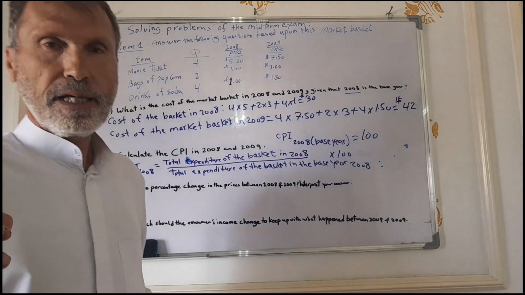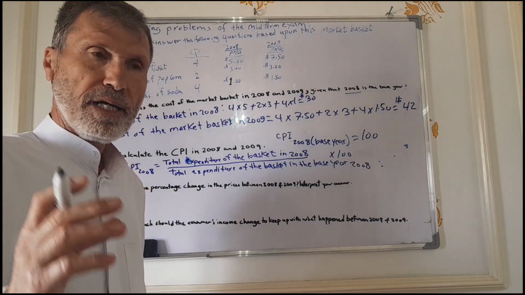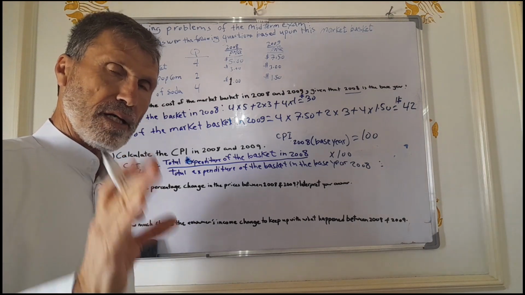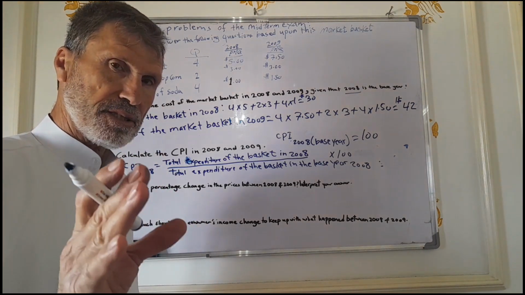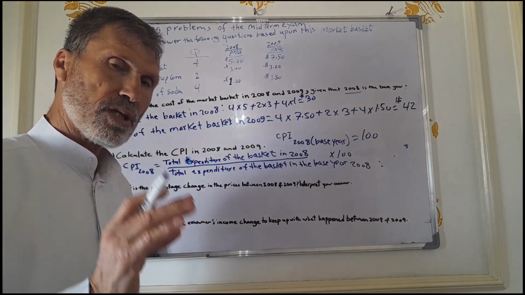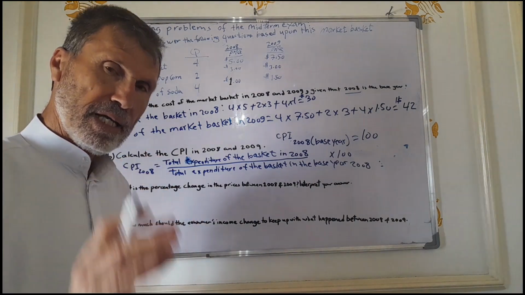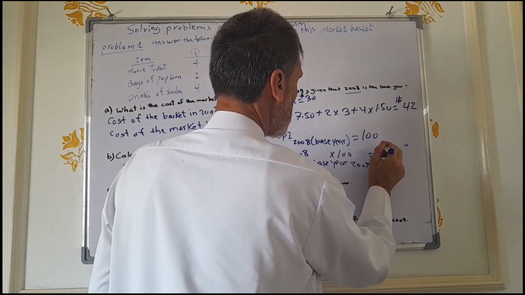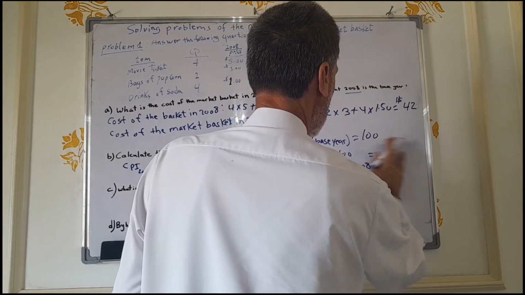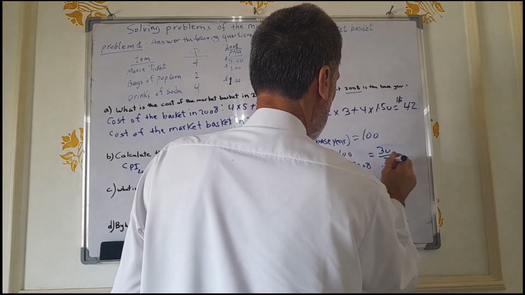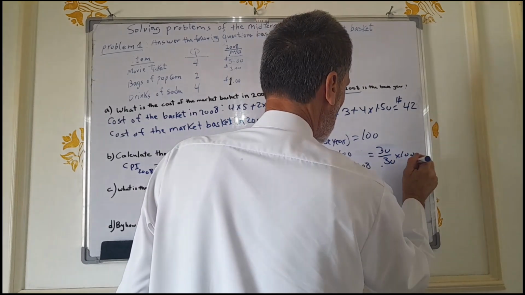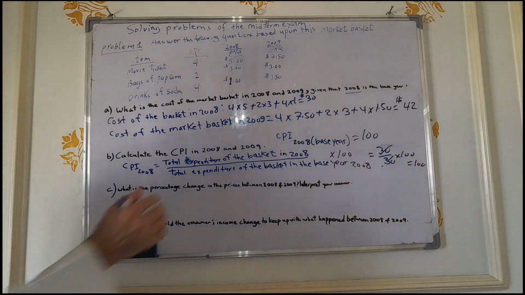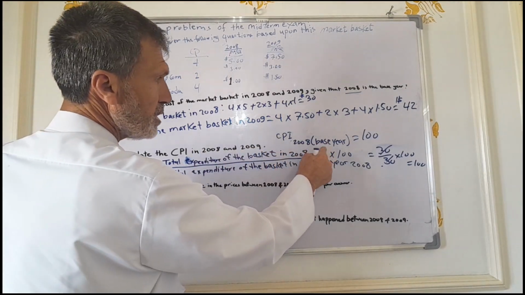So the formula for the CPI is that the CPI in the current year is equal to the total dollar expenditure of the basket in the current year over the total dollar expenditure of the basket in the base year times 100. You see over here, it's going to equal what? 30 over 30 times 100. We come up with 100. So, as you can see, the CPI in 2008, which is the base year, is always 100.